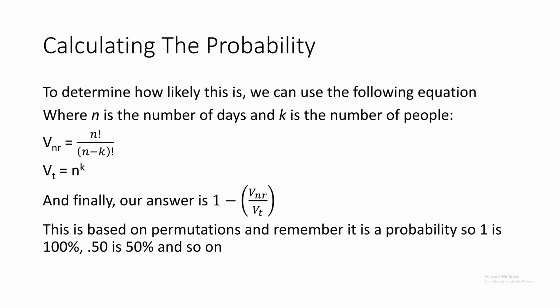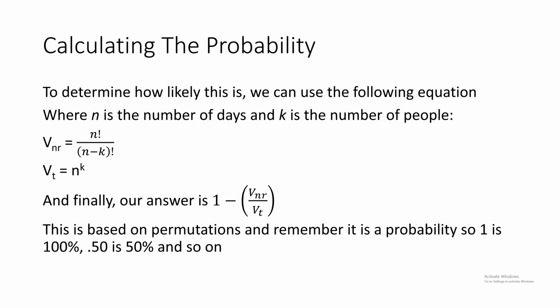So let's actually calculate the probability. To determine how likely this is, we can use the following equation, where n is the number of days in this case, and k is the number of people. The first number we need is VNR, which is equivalent to n factorial divided by the quantity of n minus k factorial. For the second number, we need n to the power of k. Our answer is VNR over VT, and the reason we subtract that from 1 is to get the probability. So what we're actually calculating first is the probability that it doesn't happen.